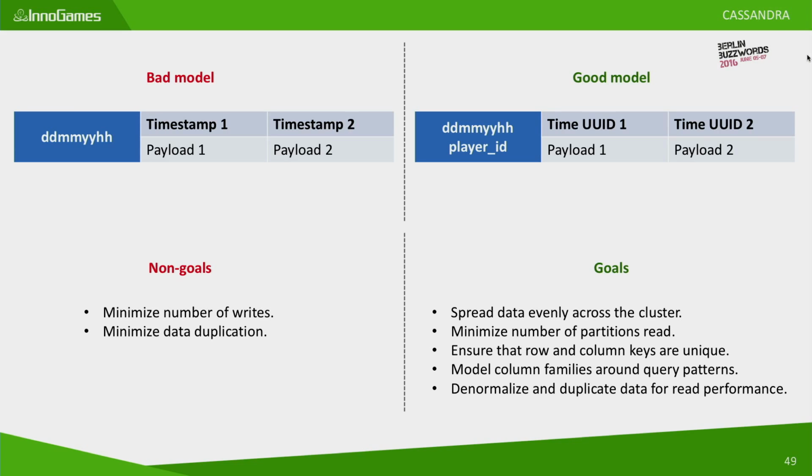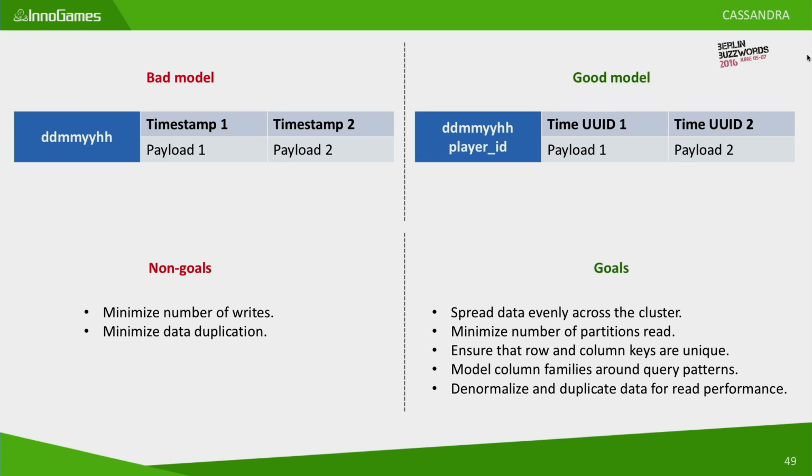On the other hand, if you use a timestamp, for example for time series data, you might have the issue that you have two different payloads with the same timestamp and you overwrite your data. So a good model would be if you choose something that spreads the data evenly across the cluster, like a combination of the hour or the day together with an ID. For us, it's the player ID, for example, and you have to use the time UUID instead of just the timestamp. So that would be a good model.